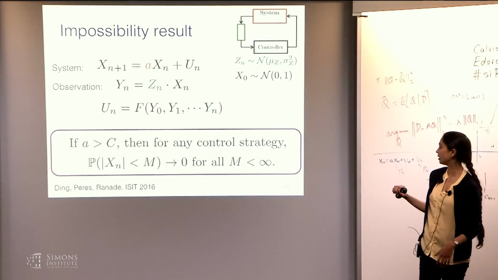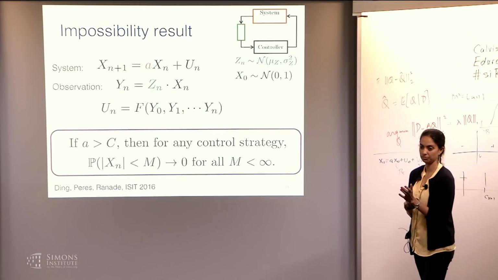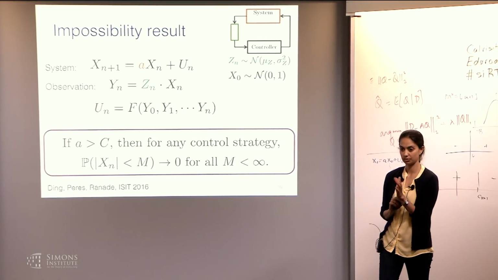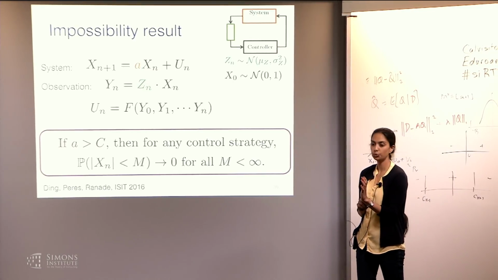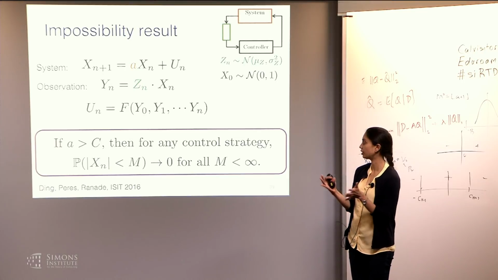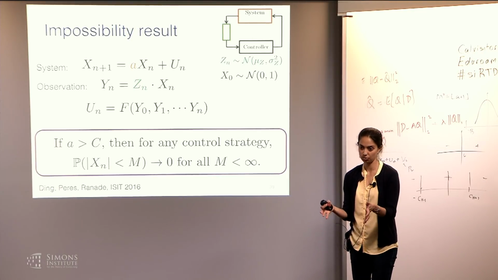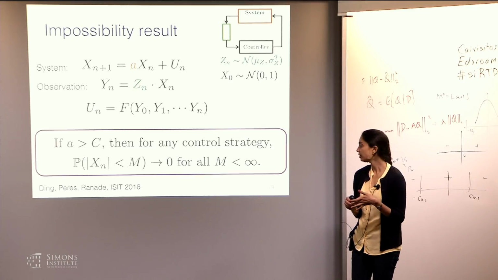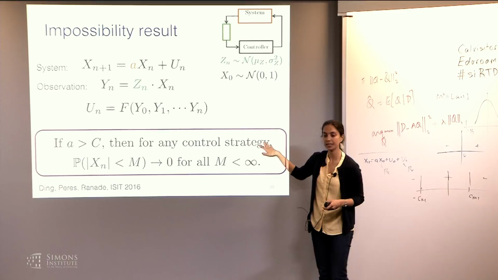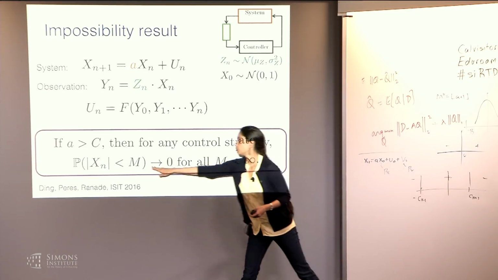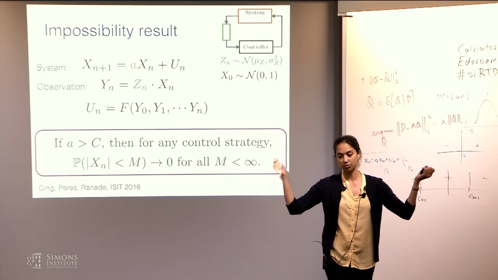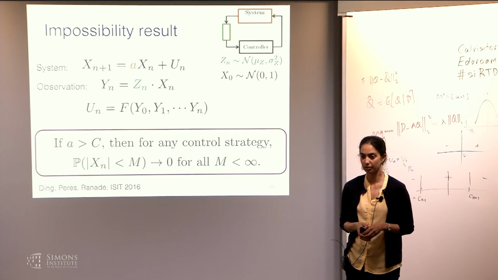So I'm assuming that, let's say, Z has some density. That's an important assumption. Let's say X naught also has some density. U can be any function of Y naught. U_N can be any function of Y naught to Y_N, so a causal controller. Then I'm saying that for any strategy, choose your M, no matter how big you choose your box, your probability mass is going to run out of that box. So you're not going to be stable in probability.